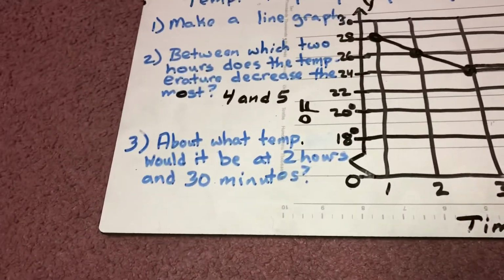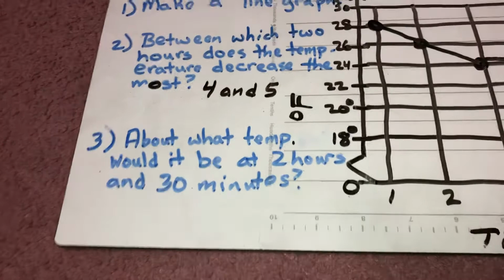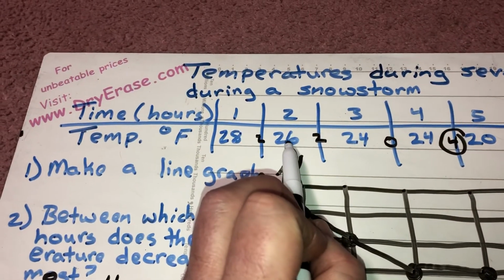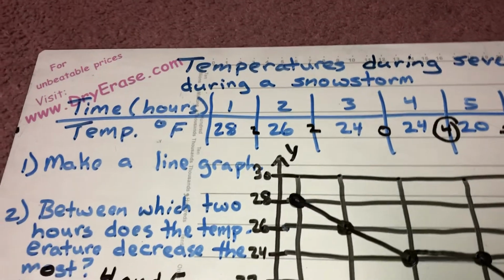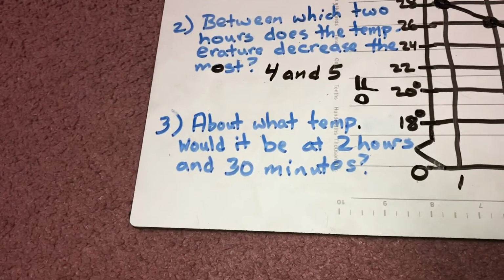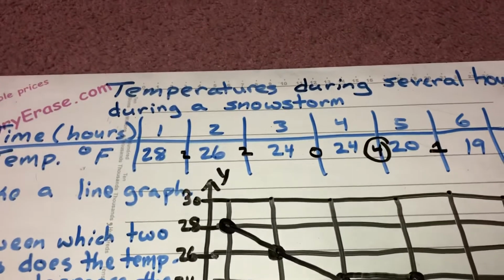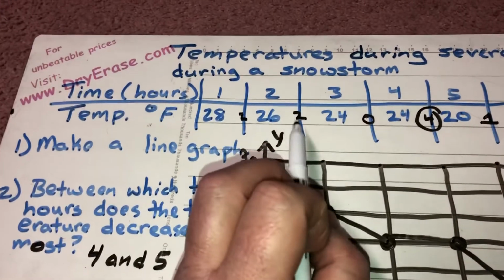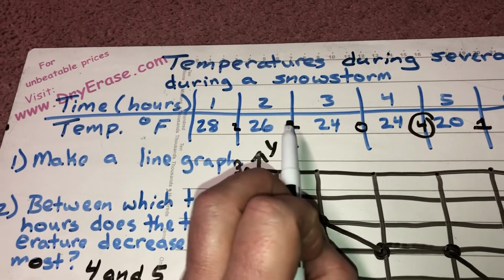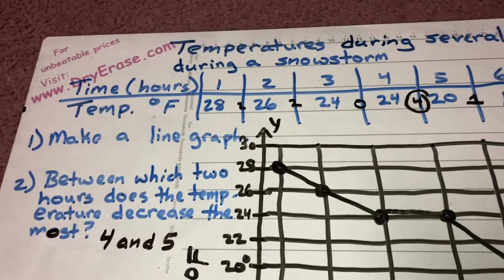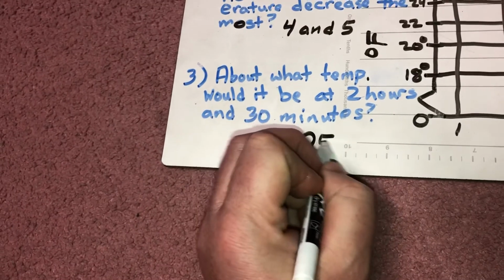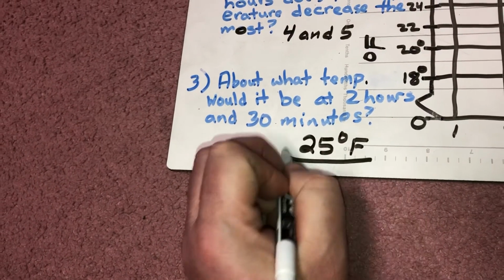All right. About what temperature would it be at 2 hours and 30 minutes? Well, if at 2 hours it was 26 and at 3 hours it was 24, 2 hours and 30 minutes would be halfway between hours 2 and 3 because there's 60 minutes in an hour. So at that 30-minute point, we're halfway. So we're going to basically think, well, what's halfway between 26 and 24? Well, halfway between 26 and 24 is going to be 25 degrees Fahrenheit.